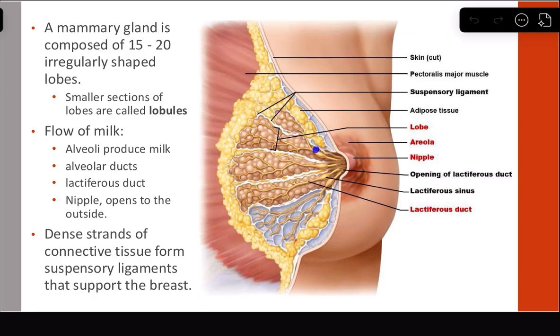nipple, and we're going to call these the lactiferous sinus. Lactiferous sinus. Okay. And then finally, those lactiferous sinuses are going to empty into the nipple itself, which opens to the outside environment.